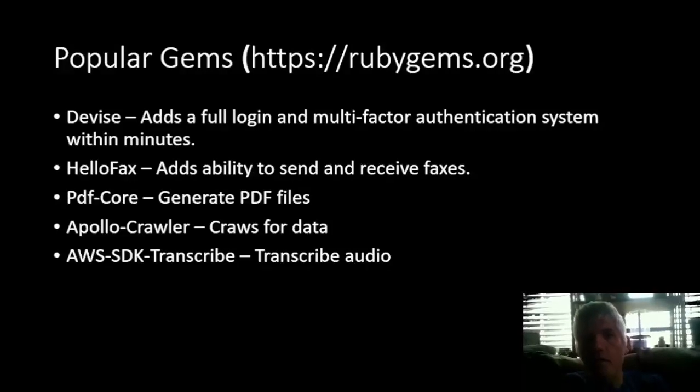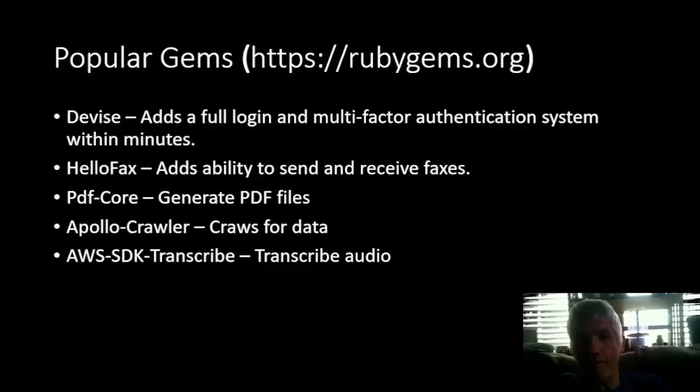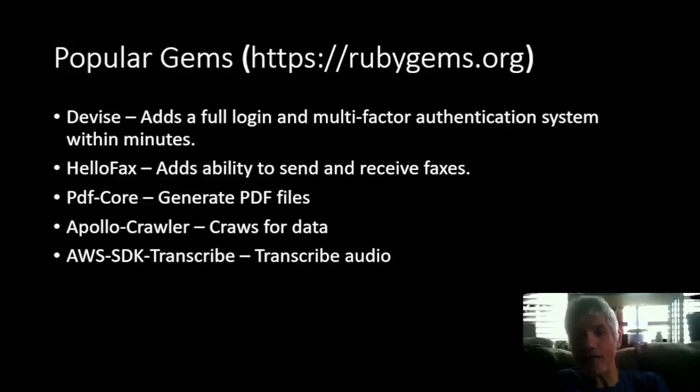Some popular gems that users of Rails applications like to use to incorporate new features into their web application include Devise, which adds a full login and multi-factor authentication system in minutes, HelloFax, which adds the ability to send and receive faxes, PDFKit, which can generate PDF files, Apollo Crawler, which crawls and parses web pages for data to allow our web application to use that data, and AWS SDK Transcribe, which gives your Rails app the ability to transcribe audio into text.